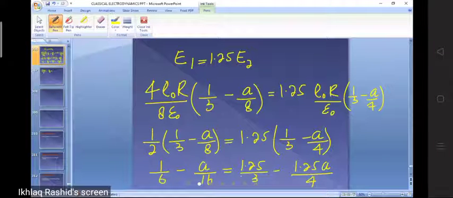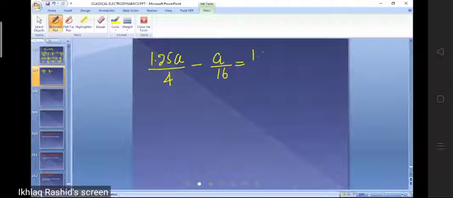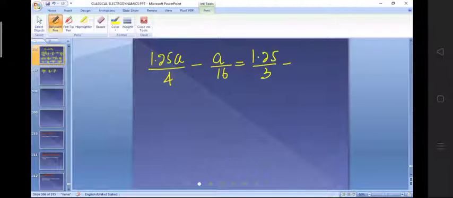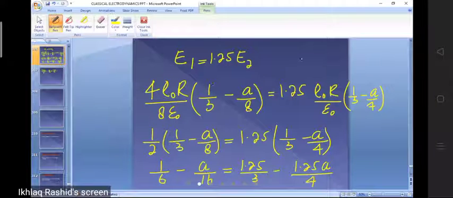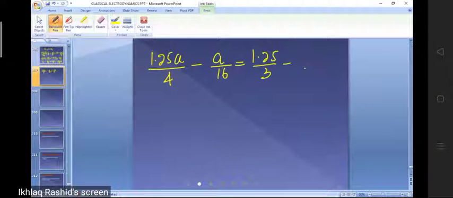That's in turn equal to this 1.25 by 3. So here I will write down 1.25 divided by 3 minus this term. Minus here 1 by 6. Okay. So here I will write down minus 1 by 6. Clear? Okay. So अब ध्यान रखो बेटा. Okay. So this here 1.25 divided by 4. Then here it is A. So what I can write is this.